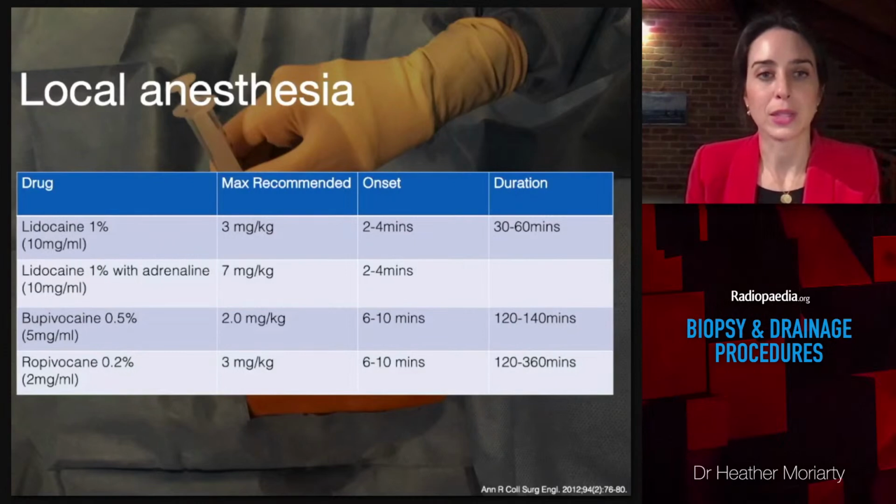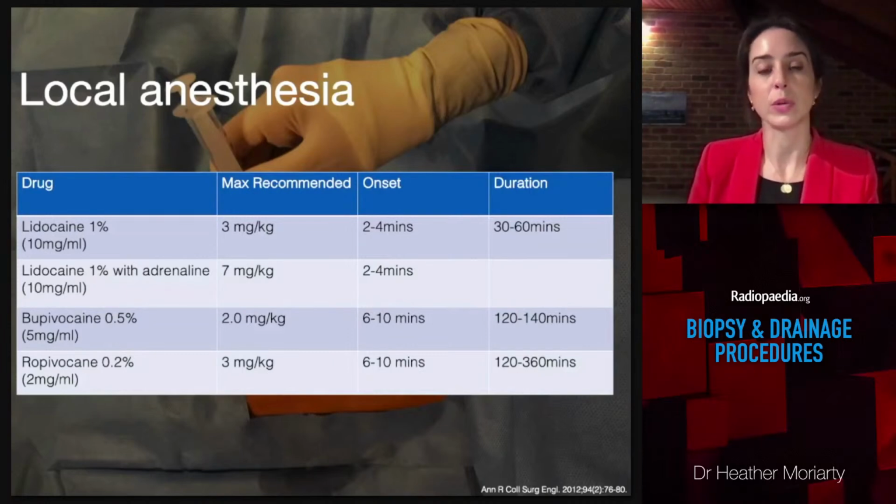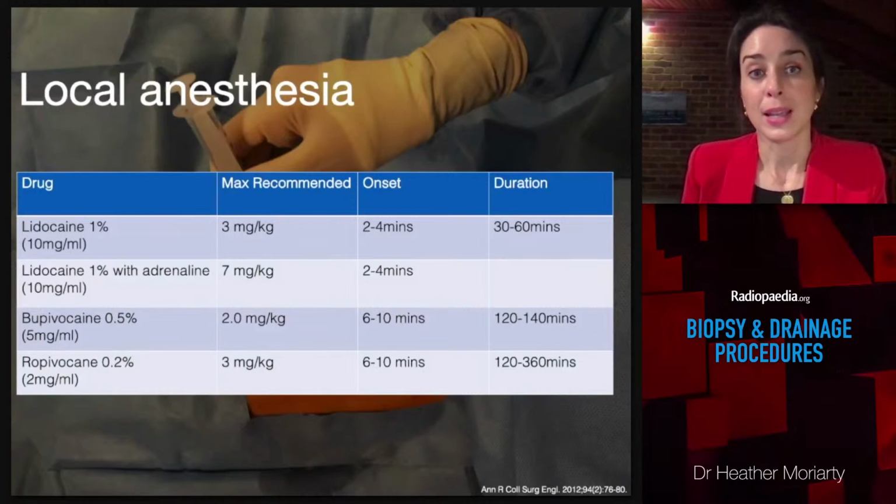Optimizing local anesthetic goes a long way. Usually I use 10 to 15 mils of lignocaine along the needle path. The lowest effective dose is what you're aiming for, but do make sure it's effective. A big element of that is making sure that you use the same tract that you anesthetized.